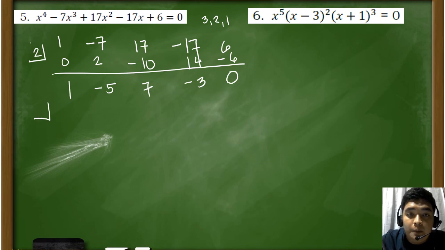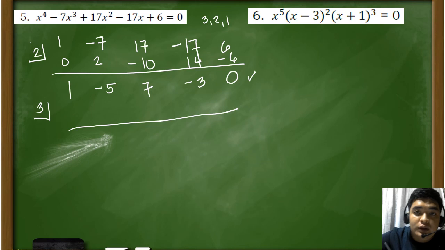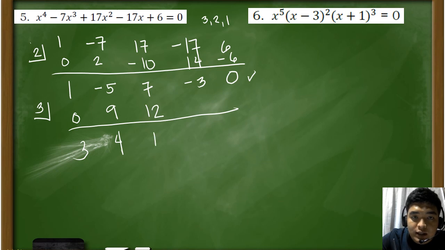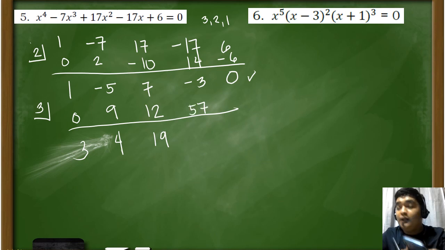Okay, so let's try 3. So this is 0, 3, 9, 4. Plus is 4. 4 times 3 is 12. 7, 8, 9, 19. 19 times 3 is 57. So the remainder is not 0. So 3 is not possible, because it should be 0.